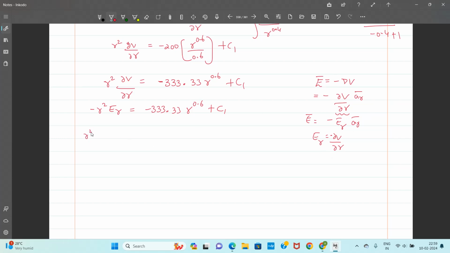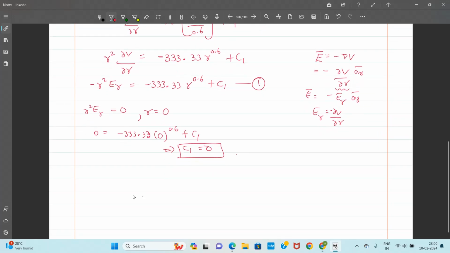So what is the condition given? They have given R square ER is equal to 0 for R is equal to 0. So I'm going to use this condition now in this equation. So I will get 0 is equal to minus 333.33 into 0 to the power 0.6 plus C1. This implies that your constant C1 is 0. Okay, I'm going to put this back in this equation now.